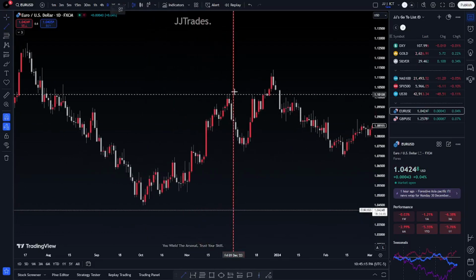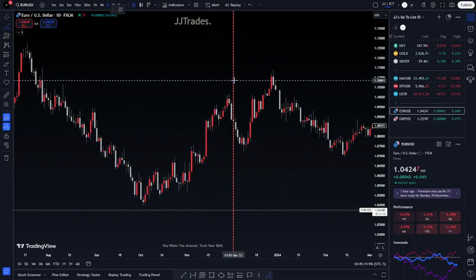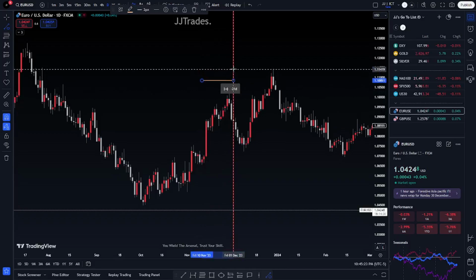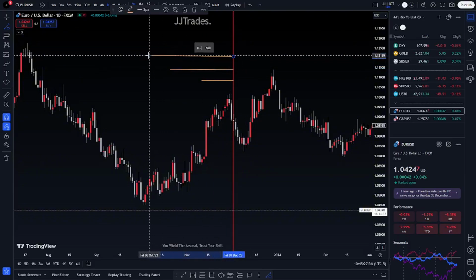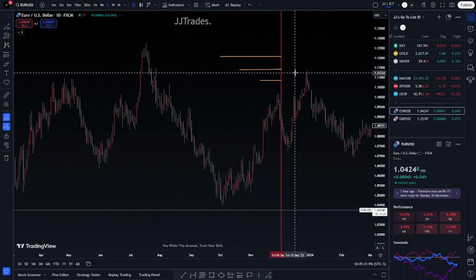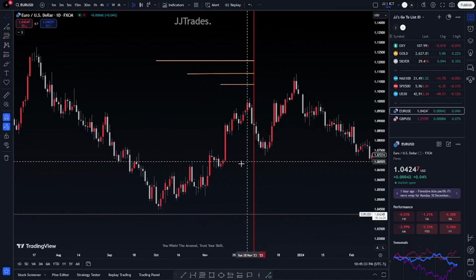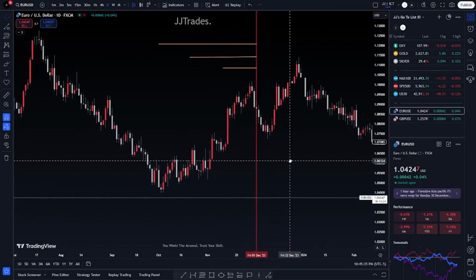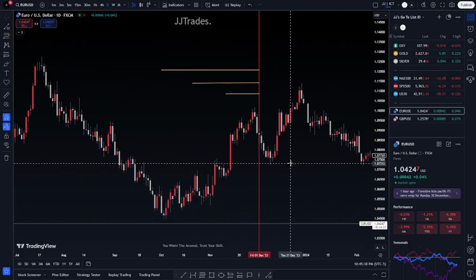Then you would look back 20 days, 40 days, 60 days. Now, like I said, you look for the institutional order flow and the PD arrays that price can trade into within these ranges here.